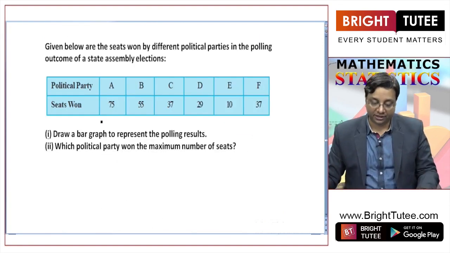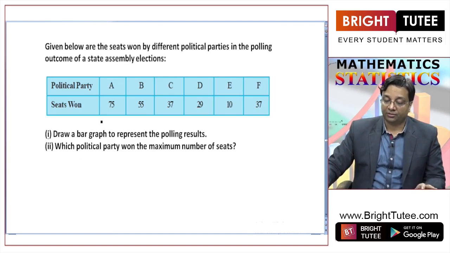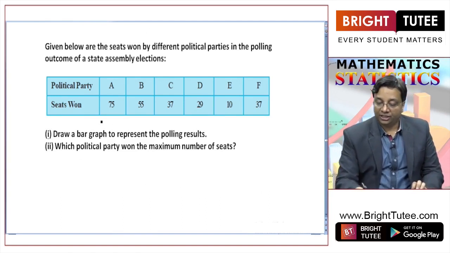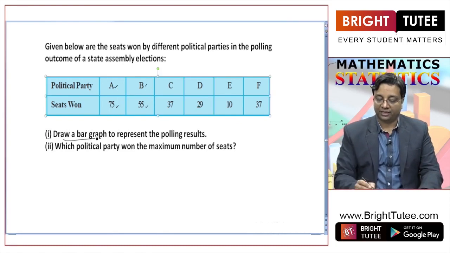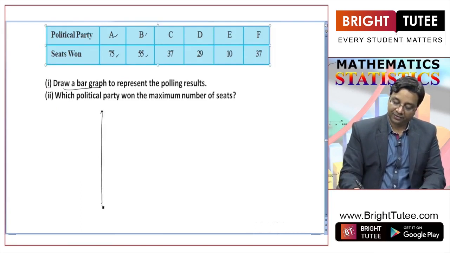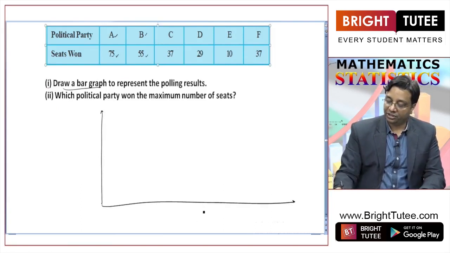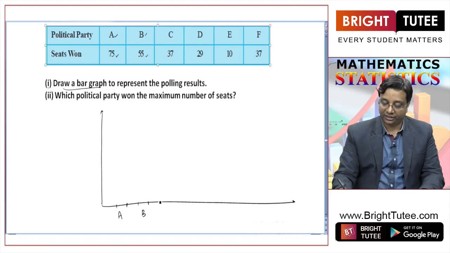Okay, now here in the next question, this is the data for seats won by different political parties in the polling outcome of a state assembly election. Political party A won 75 seats, political party B won 55 seats. So we need to draw a bar graph to represent these polling results. So obviously we will have the political party's name on the horizontal axis. For example, let me take this much width for party A, this much for B, which is the same as this one, right? I will maintain the uniform width everywhere.